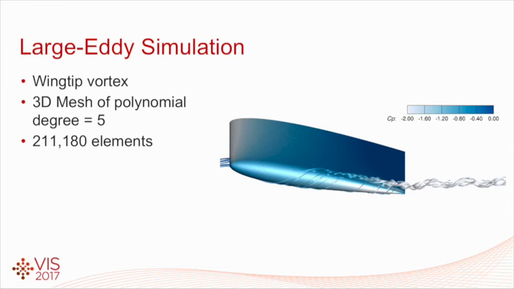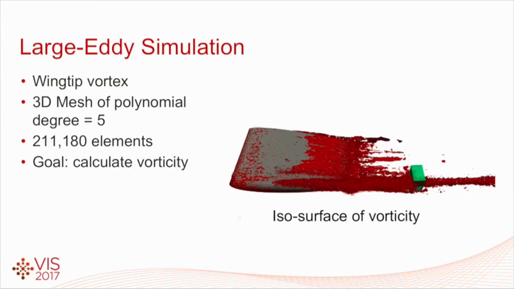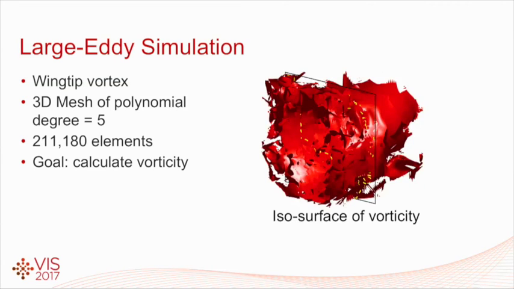So now let's come back to our larger simulation. The idea is to use line-SIAC on the larger simulation data. The goal is to calculate vorticity. Here we have a 3D mesh, polynomial degree 5, with around 200,000 elements. And to do this comparison better, we take a small region along the vortex core trail, which we represent by the green box here. And we can clearly see the discontinuities in the data.